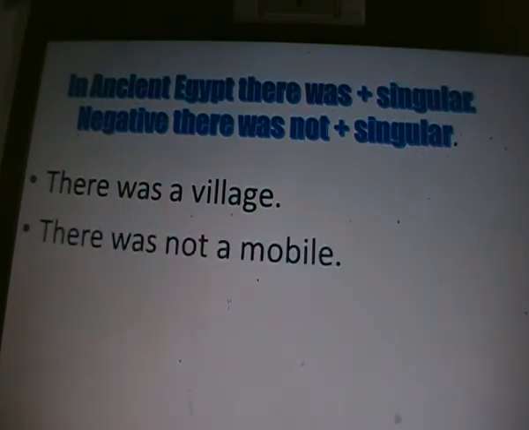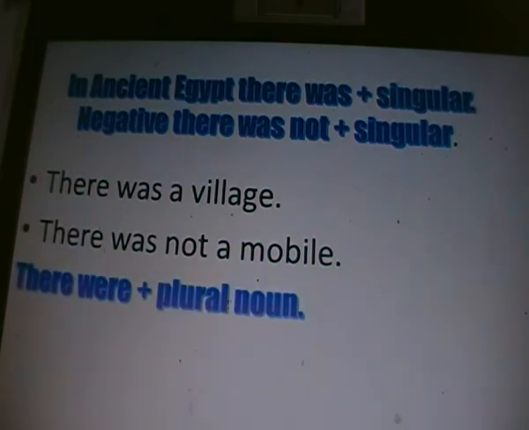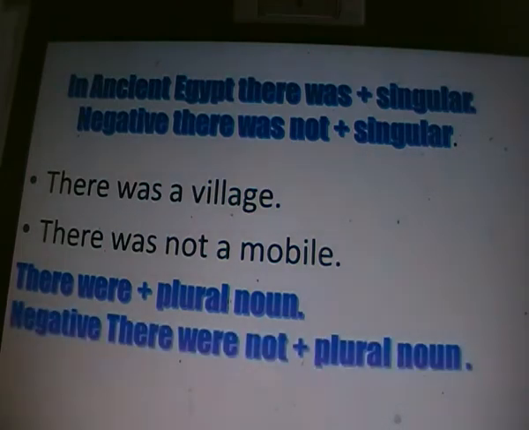There wasn't a mobile. So a village is singular, so there was. A mobile is singular, I used there wasn't. There were plus plural noun, and in the negative I use there weren't plus plural noun.